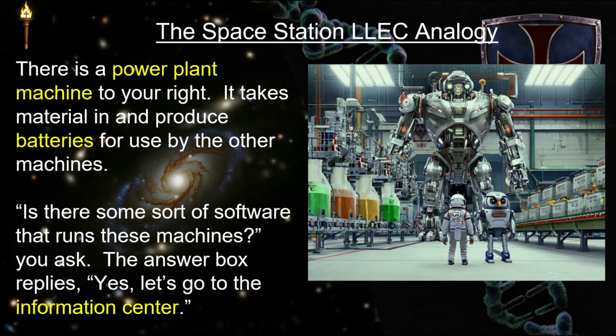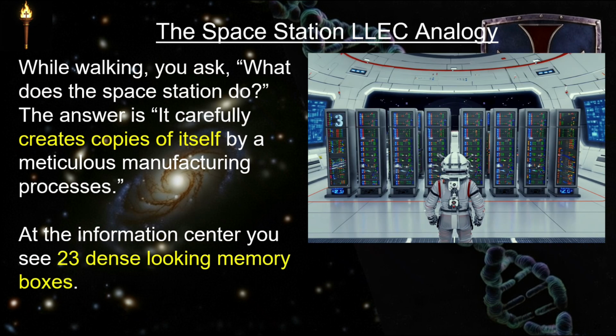There's a power plant machine to your right. It takes material in and produces batteries for use by the other machines. Is there some sort of software that runs these machines, you ask? The answer box replies, yes, let's go to the information center. Well, of course, machines need energy, so there's a power plant machine that makes batteries. And of course, there's an information center. Everything needs a data center. While walking, you ask, what does the space station do? The answer is it carefully creates copies of itself by a meticulous manufacturing process. At the information center, you see 23 dense-looking memory boxes.